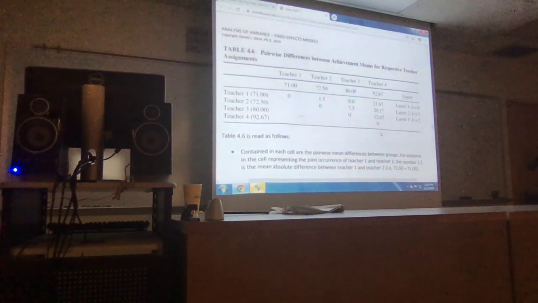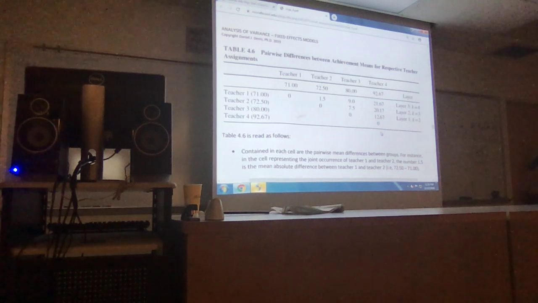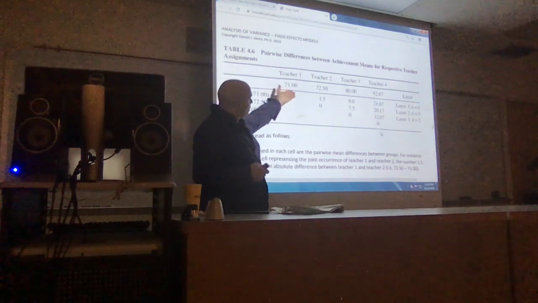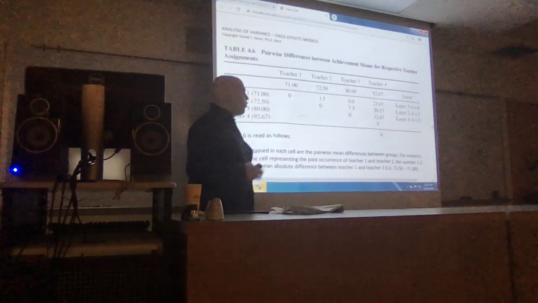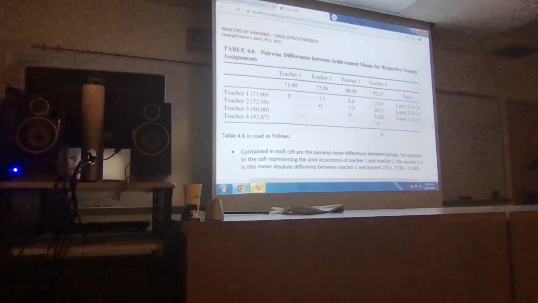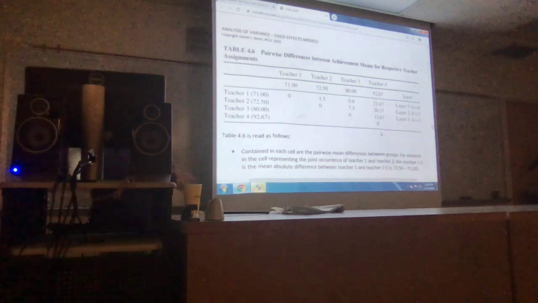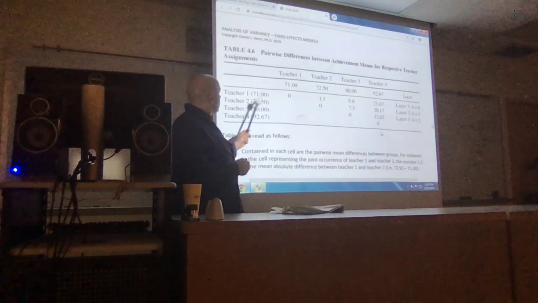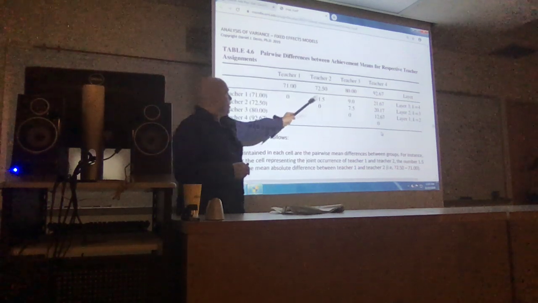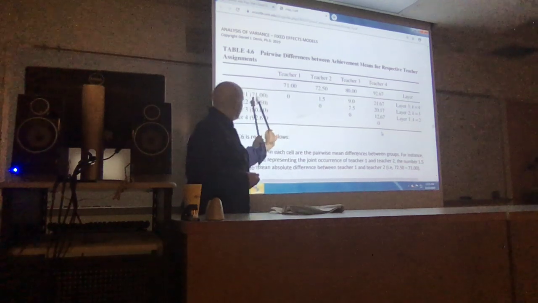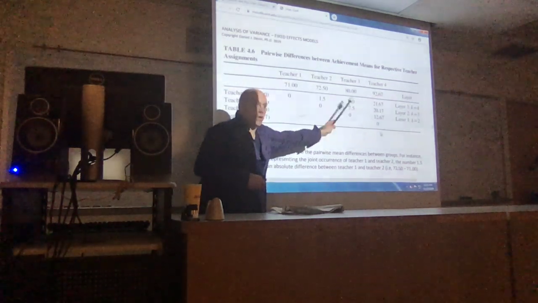So here we have achievement scores by teacher. I have teacher 1, 2, 3, 4. These are average achievement scores, right? So teacher 1 is 71, then 72, 80, 92.67. Let's think about what we have in the actual table: mean differences. The mean difference between teacher 1 and teacher 1 is 0. The mean difference between teacher 2 and teacher 1 is 1.5. 80 versus 71 is 9, and so on.